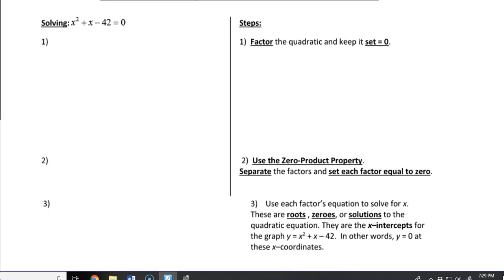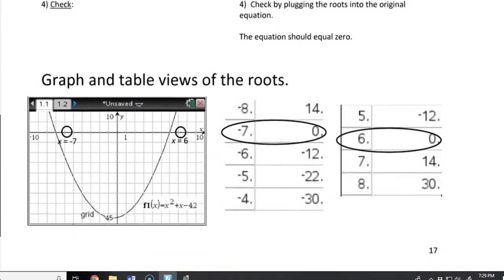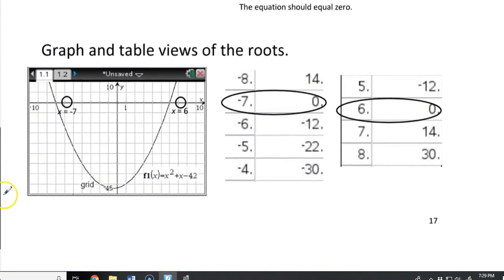So I'm going to fast forward a little bit to the next page and look at the answers. So we're actually going to know what the answers are before beginning the question. You can pick out where the x-intercepts are right here. Now these circles are a little bit off. They should be like right there. So maybe you could change those on your paper on page 17. But we can see where the x-intercepts are. They're at x equals 6 and x equals -7.